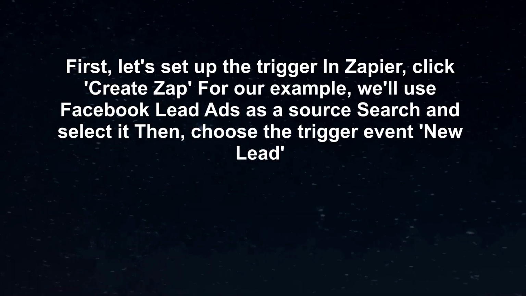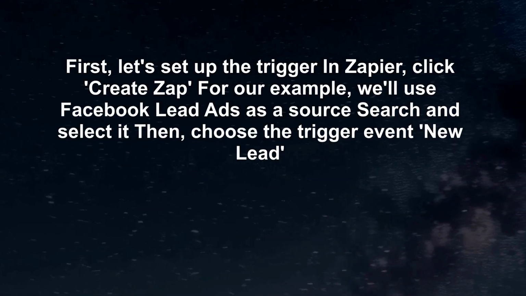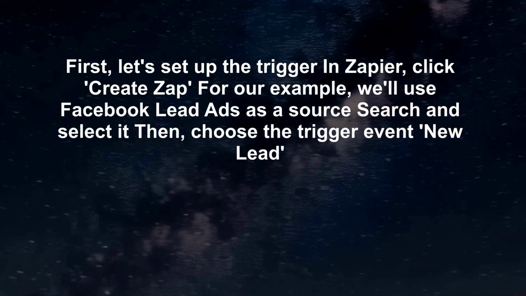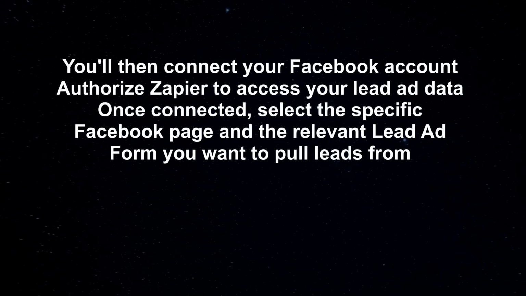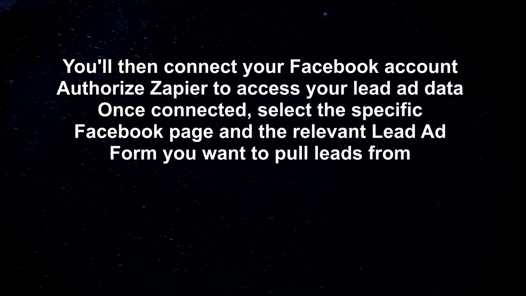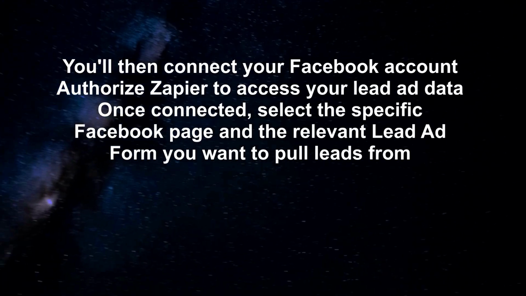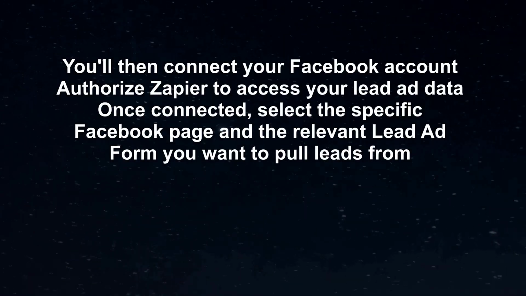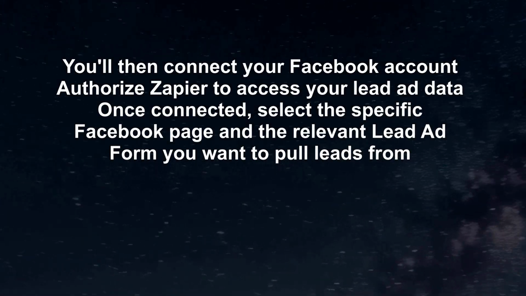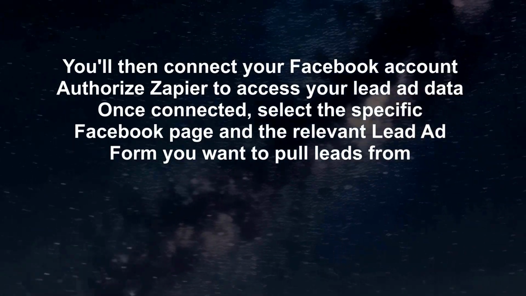Click Create Zap. For our example, we'll use Facebook Lead Ads as a source. Search and select it, then choose the trigger event New Lead. You'll then connect your Facebook account and authorize Zapier to access your lead ad data. Once connected, select the specific Facebook page and the relevant lead ad form you want to pull leads from.